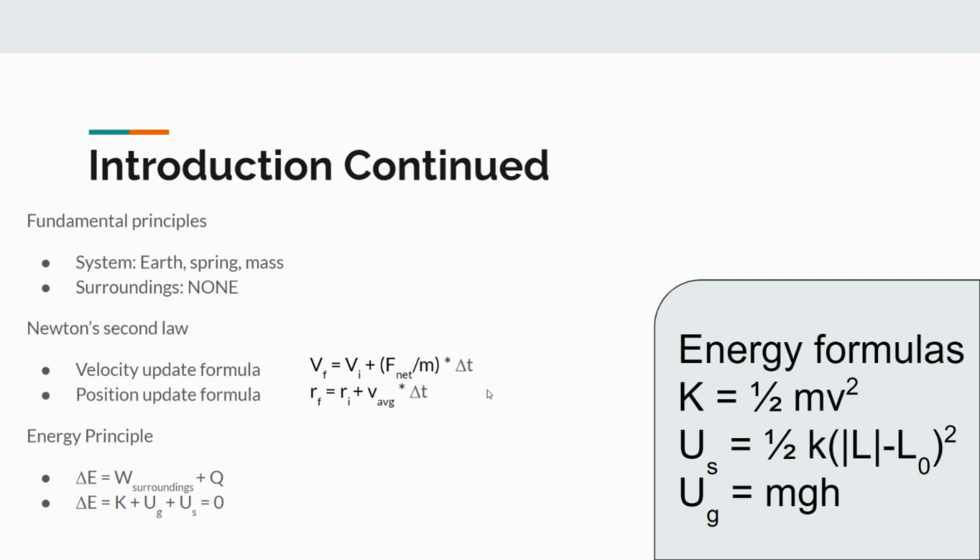Delta E is equal to work surroundings plus Q. This means that we can set up our change in energy equal to the kinetic energy plus the potential gravitational energy plus this potential spring energy, and we know this will be equal to zero due to the fact that our change in our system is going to be zero because we don't have anything from the surroundings affecting us.